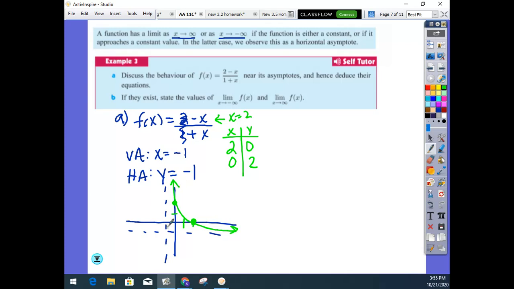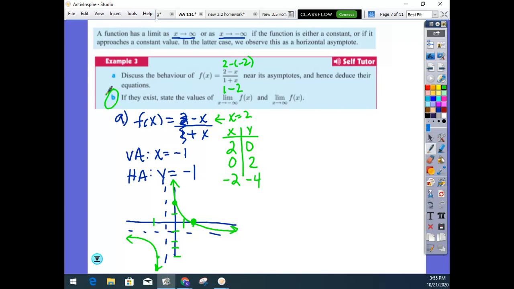Now, if this is at -1, we have to go to the left of -1, which would be -2. So if I plug in -2, I get 2 minus -2, which is 4, over 1 plus -2, which is -1. So 4 divided by -1 is -4. So (-2, -4) would make sense because then that would be in this corner. Okay, so it says discuss the behavior. We just kind of did it backwards a little bit, but let's look at letter B.